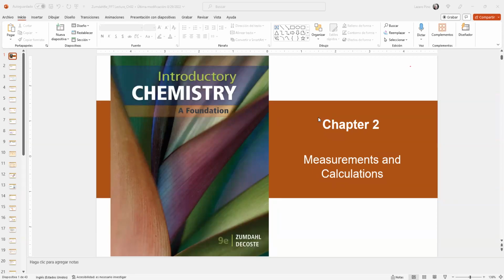Hello, dear students. This is chapter number 2. This is a presentation and review at the same time. In this chapter, we are having measurements and calculations. It is very important to pay close attention to this chapter because from now on, you need to do all the calculation and all the measurements following the instruction that I will give you today.